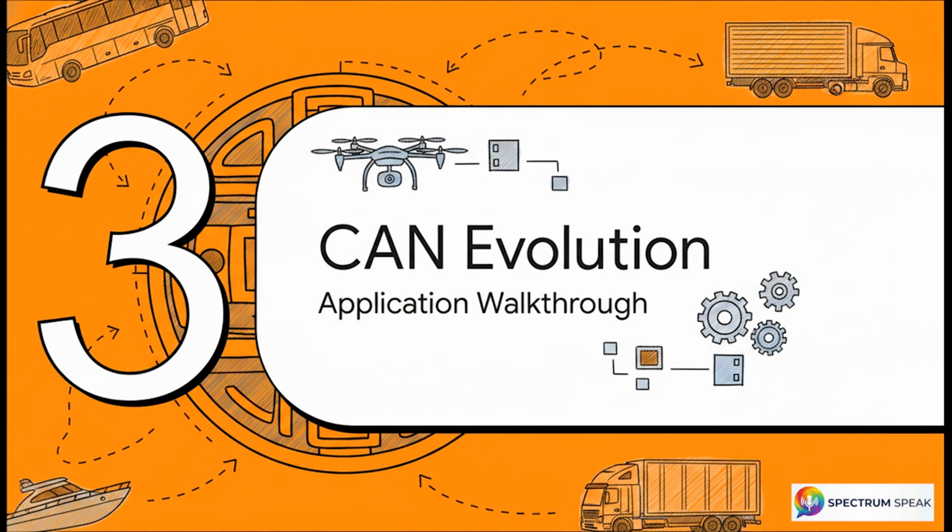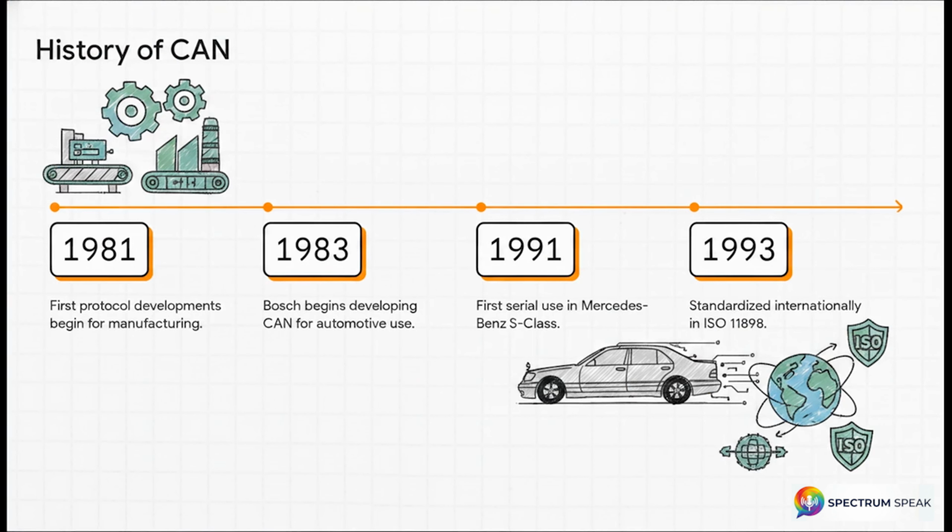Section 3. Evolution and Application Walkthrough. A system this bulletproof wasn't going to stay locked inside passenger cars for long. The history of CAN is honestly a masterclass in industry adoption. The very first protocol development started back in 1981, initially aimed at manufacturing automation. But by 1983, Bosch saw the massive potential for automotive networks and totally pivoted.